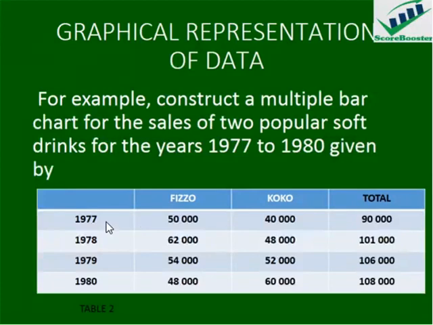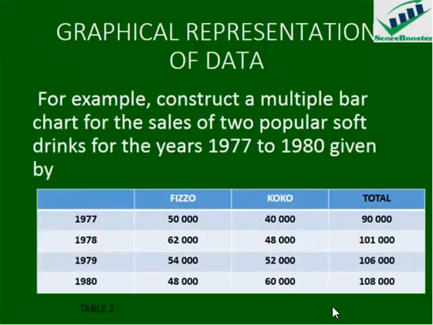So here in 1977 we sold 50,000 soft drinks, which is Fizzo, and in that same year we sold 40,000 for Cocoa. That is how. So the years are the main group, and Fizzo and Cocoa are the subgroups. So now we construct a bar chart for this. In a single year we have to have two bars, one for Fizzo and one for Cocoa. So the years are the main category, while Fizzo and Cocoa are the subgroups.